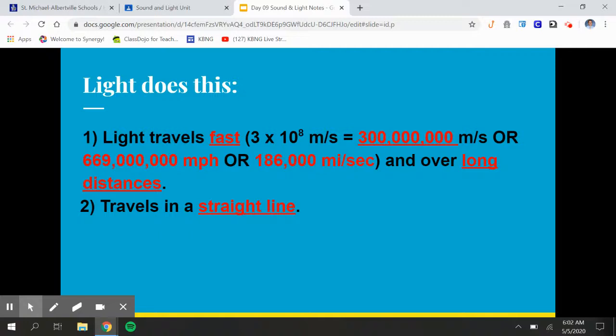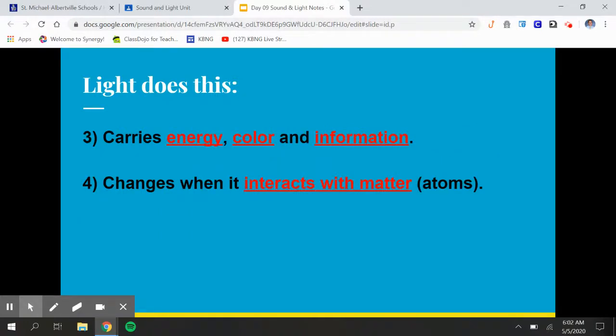And that's why, with all of this stuff, you guys will see light traveling through space takes roughly 8 minutes for light from the sun to get to Earth. It travels really, really fast. It carries energy, color. It can also carry information. If you've ever seen fiber optic cable or have heard of that, that's part of the deal. And then it can actually change matter when it interacts with it. So if it's absorbed by matter or if it's transmitted through matter, it can actually change what's going on there.